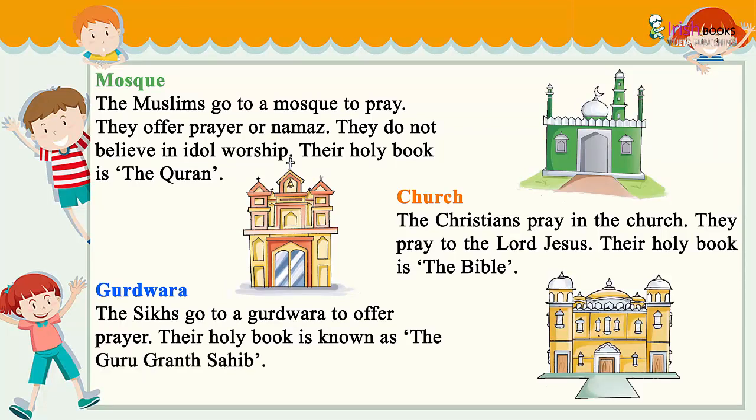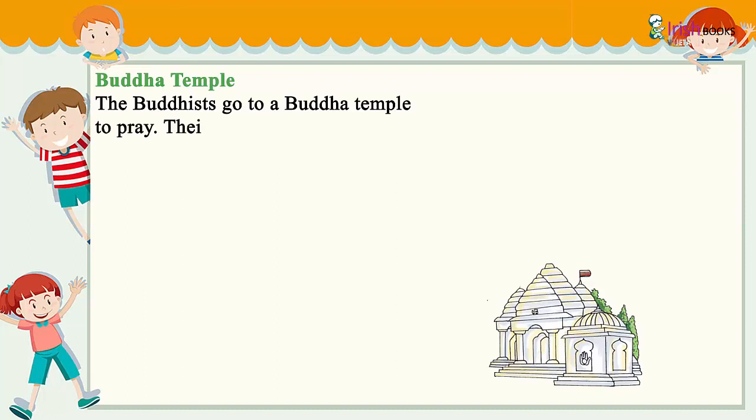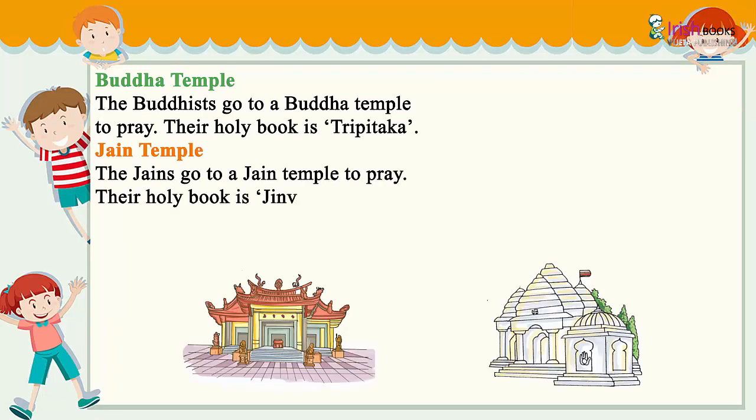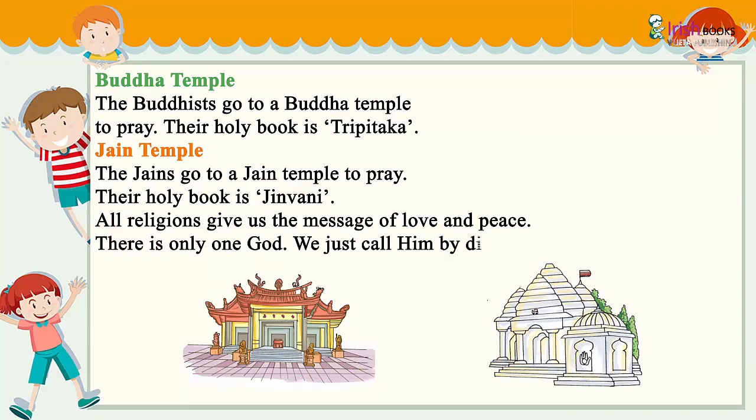Buddha Temple. The Buddhists go to a Buddha temple to pray. Their holy book is Tripitaka. Jain temple. The Jains go to a Jain temple to pray. Their holy books is Jain-1. All religions give us the message of love and peace. There's only one God. We just call him by different names.